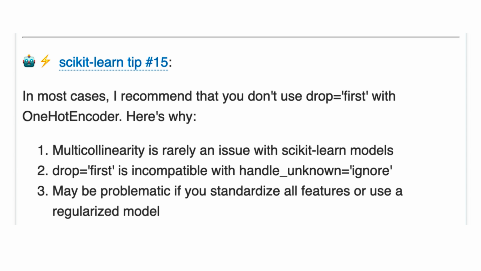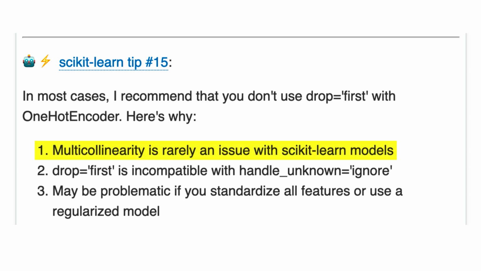Now, why would you do drop equals first? If you read the scikit-learn documentation, it says, quote, "This is useful in situations where perfectly collinear features cause problems, such as when feeding the resulting data into a neural network or an unregularized regression." So what I just read you was the reason to use drop equals first. I am advocating not to use drop equals first in general, and let me explain why.